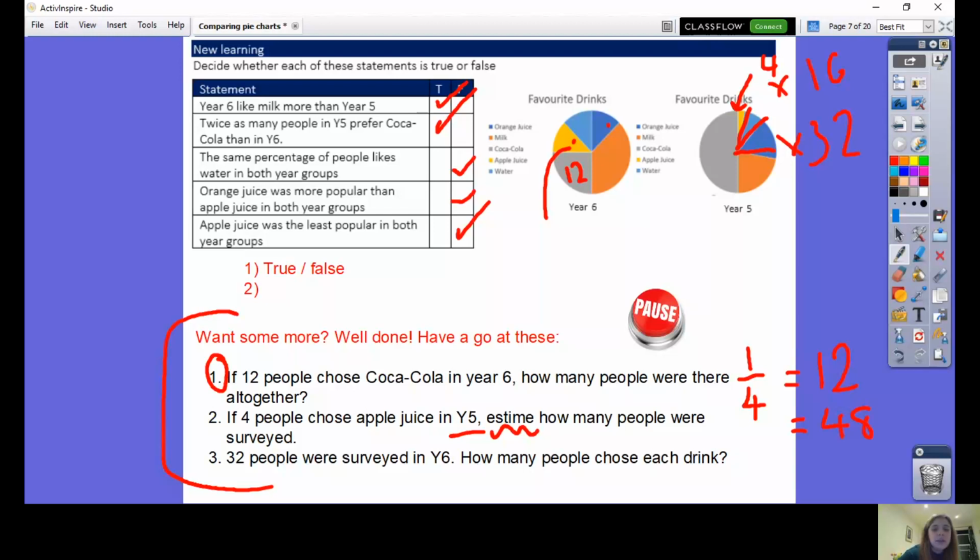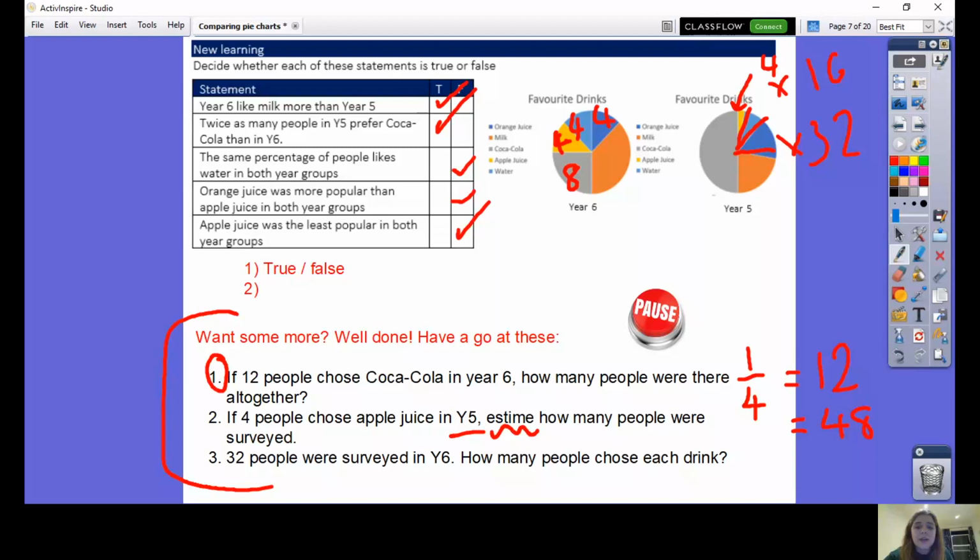And finally, 32 people were surveyed in year 6. How many people chose each drink? So we go over to year 6 and we're looking at 32 people. Coca-Cola is a quarter. So 1/4 of 32 is 32 divided by 4, that's 8. I can see then that this fraction here is 1/8, another 8, and another 8. 32 divided by 8 is 4, 4, and 4.